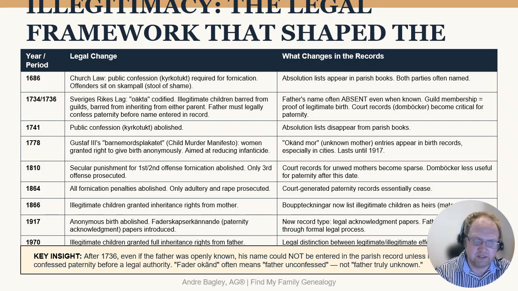So after about 1810, the secular punishment for the first and second offenses was abolished. So most people had their first or second offense at most before they stopped having illegitimate children, so they'd never show up in court. But even by that point, a lot of people weren't showing up at all. That pretty much means someone has to be a serial offender, having multiple kids before they show up. And by the 1860s, it's been formally abolished. Fornication penalties are gone at that point.